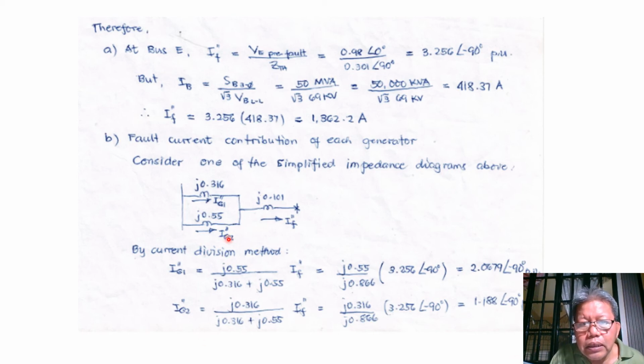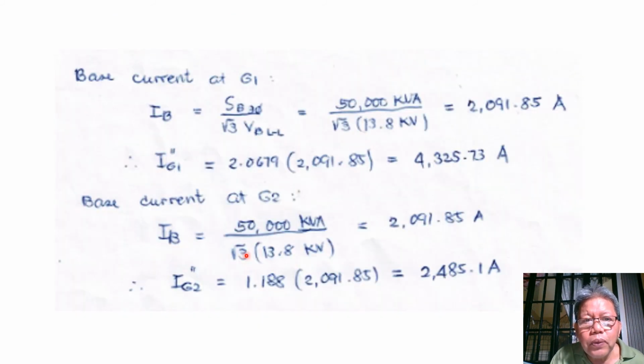So these are the current contributions of the two generators to the fault. Now, to get the actual current, we have to first get the base current at generator 1. So the base current at generator 1 would be equal to the base 3-phase MVA over square root of 3 times the base voltage line to line. Substituting the values, our 50 MVA is written in terms of kVA, so we have 50,000, and then square root of 3 times the base voltage, which is 13.8 kV, now at the generator voltage level.